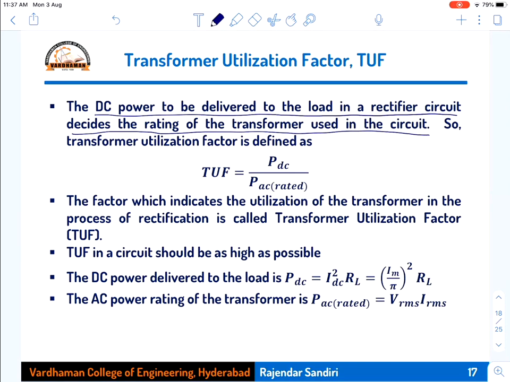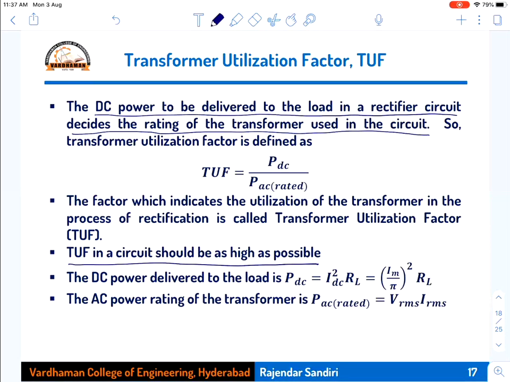So PDC divided by PAC rated is the factor which indicates the utilization of the transformer in the process of rectification. It is called the transformer utilization factor, and this value should be as high as possible so that maximum utilization of the transformer is done in the conversion of AC to DC by the rectifier. So the ripple factor should be as small as possible, but the transformer utilization factor should be as high as possible.